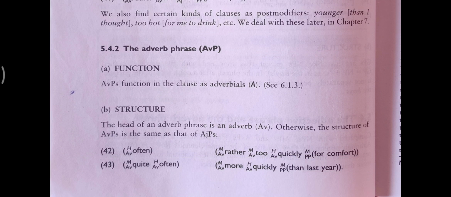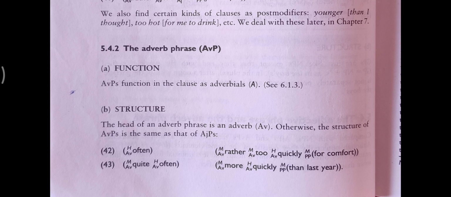Rather too quickly for comfort. Here, rather is a pre-modifier, too is a pre-modifier, quickly is an adverb, it is the head, meaning quickly is the main adverb, and for comfort is a post modifier.